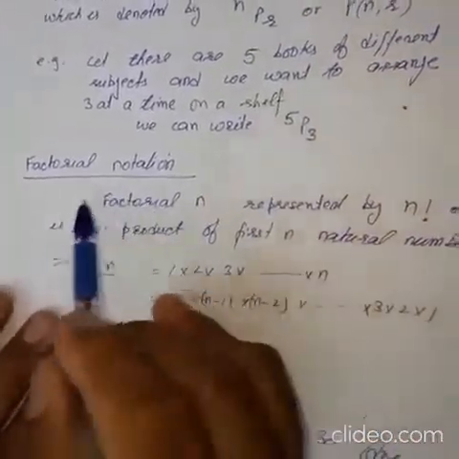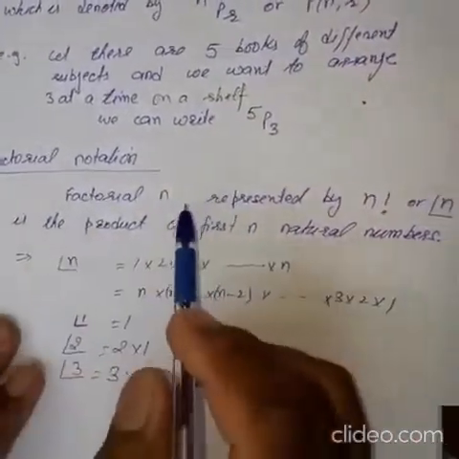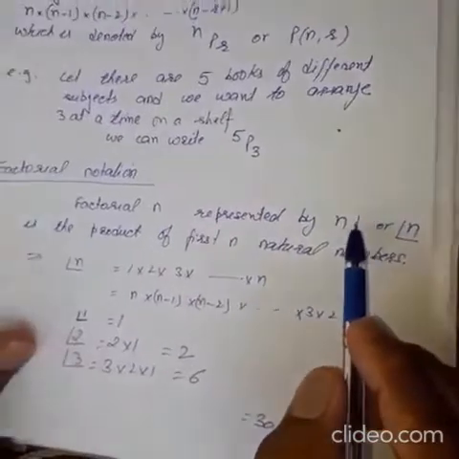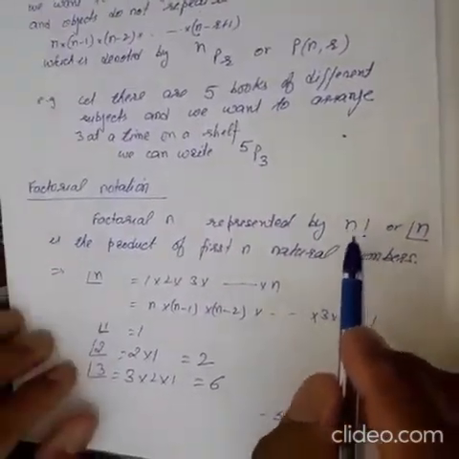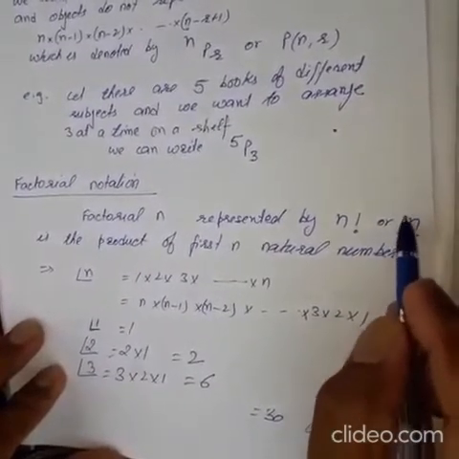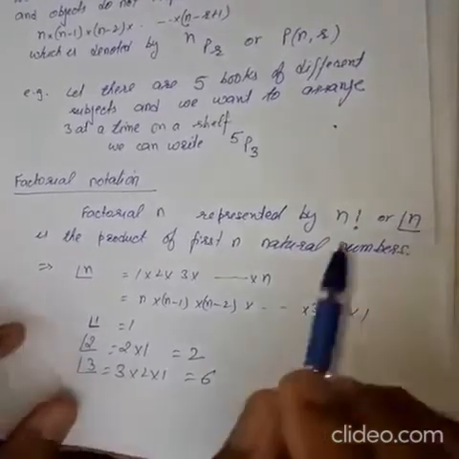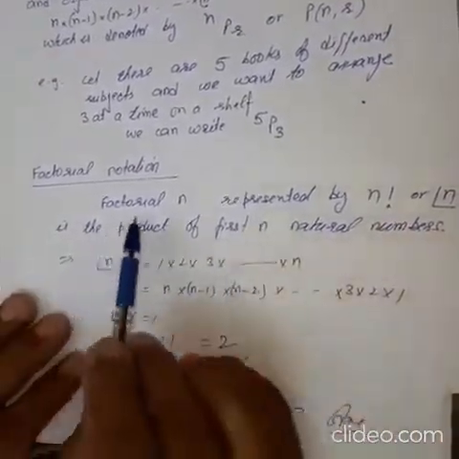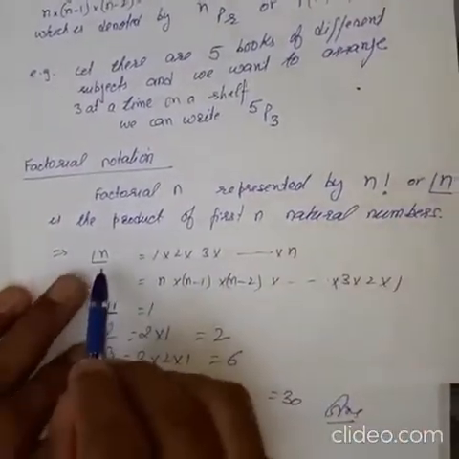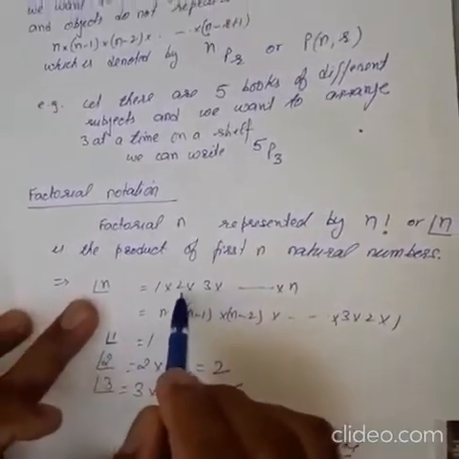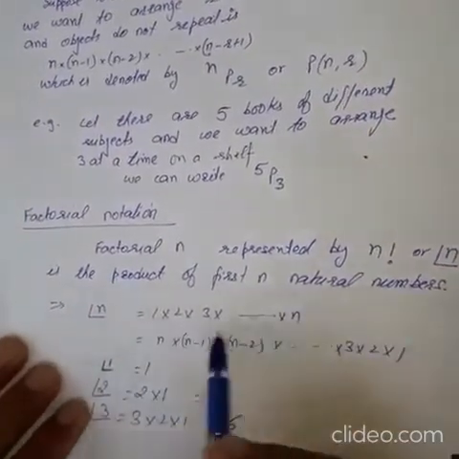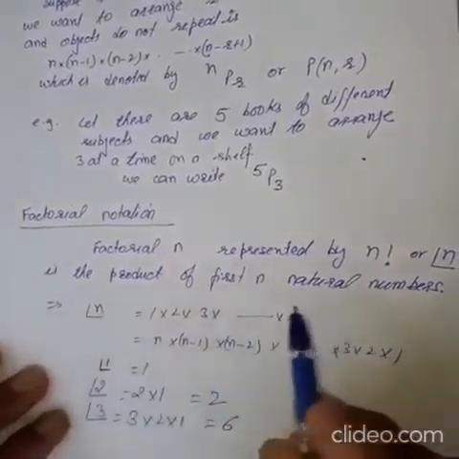Now the next topic, that is factorial notation. In symbols we write it as n factorial with the sign of exclamation, but we read it as n factorial. Or we can also use this way, writing n inside this angle type symbol. So factorial n is the product of first n natural numbers. It means n factorial is 1 multiplied by 2 multiplied by 3 up to n, where n is also a natural number.